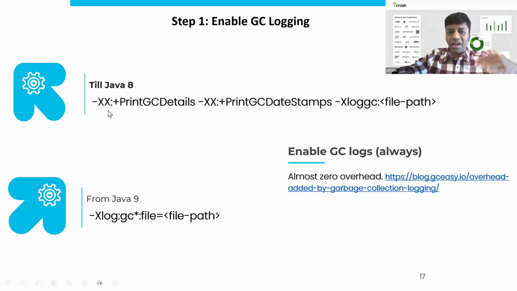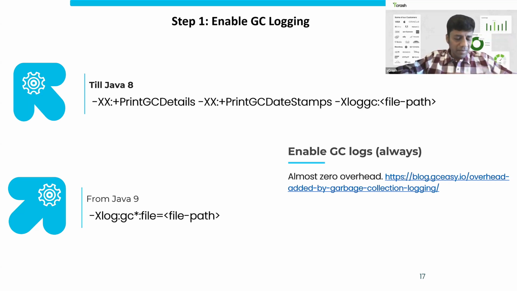If you're running on Java 8 or earlier versions, pass these arguments. Give the file path, so the JVM will start recording all the GC events in whatever file path you mentioned. And if you're running on Java 9 and above, pass this argument to your JVM and restart. So you will capture the GC log.